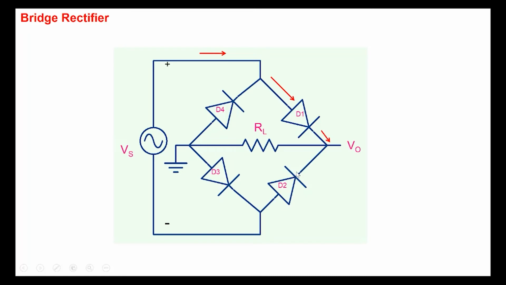Of course, it cannot flow in this particular direction here, so it flows through RL, comes here, and flows through D3, and then goes back here. So that's how the circuit is completed. Note the direction of the current through RL. So V0 is positive with respect to ground when this is positive here.